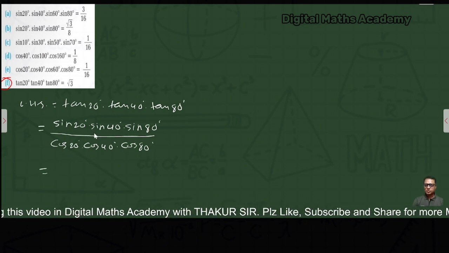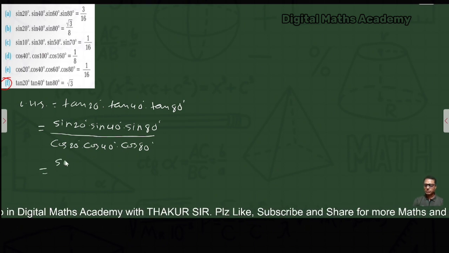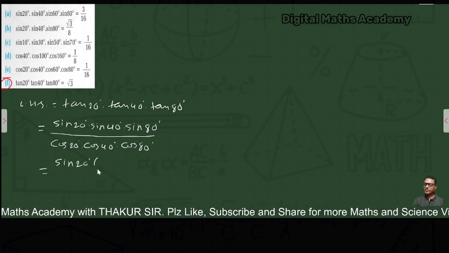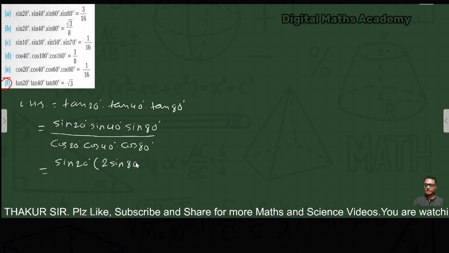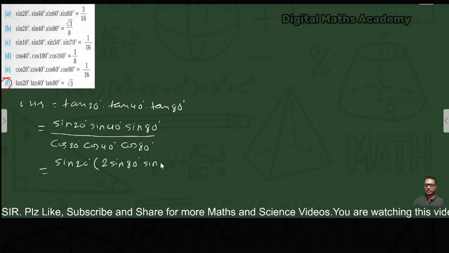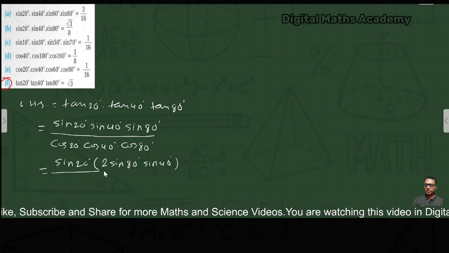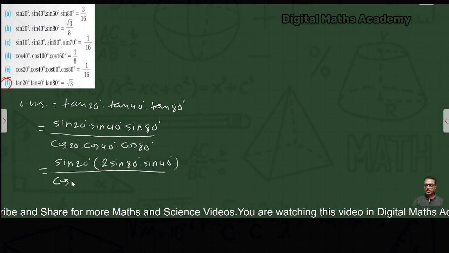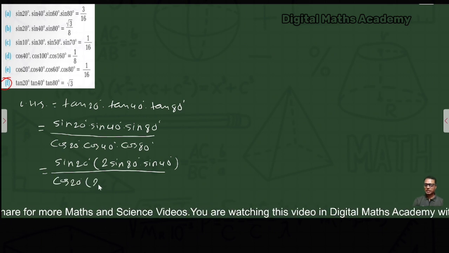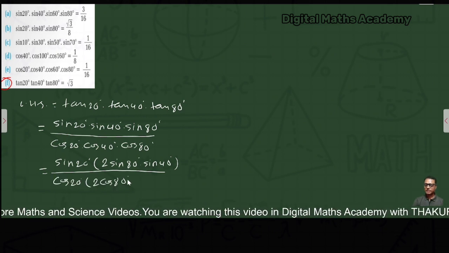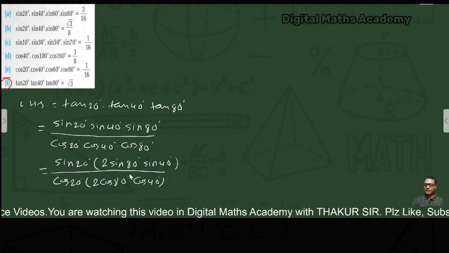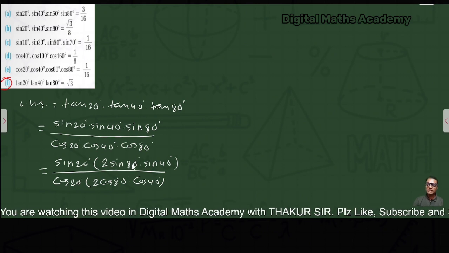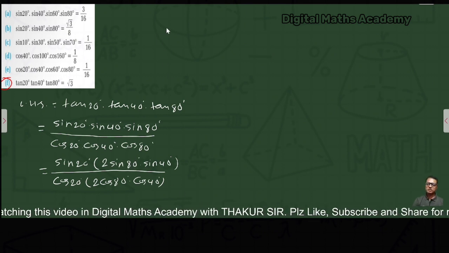Now we write it in the form of formula. So first of all sine 20 degree, inside the bracket we write 2 sine 80 degree dot sine 40 degree, over cos 20 degree and 2 cos 80 degree dot cos 40 degree. So I wrote the greater angle at first. So if you know the reason, then please write down in the comment box.